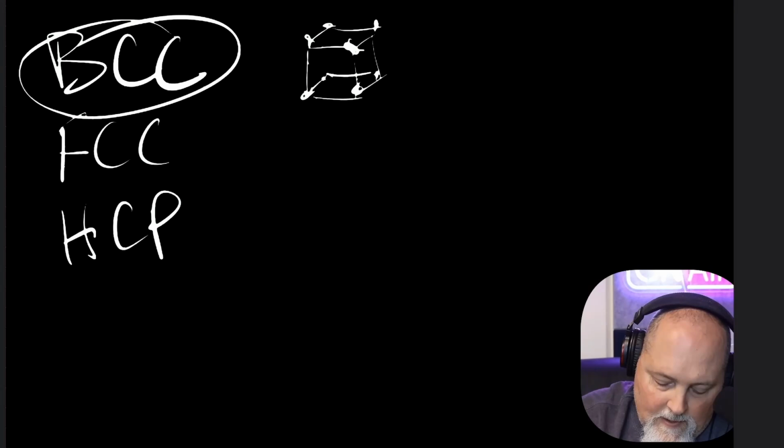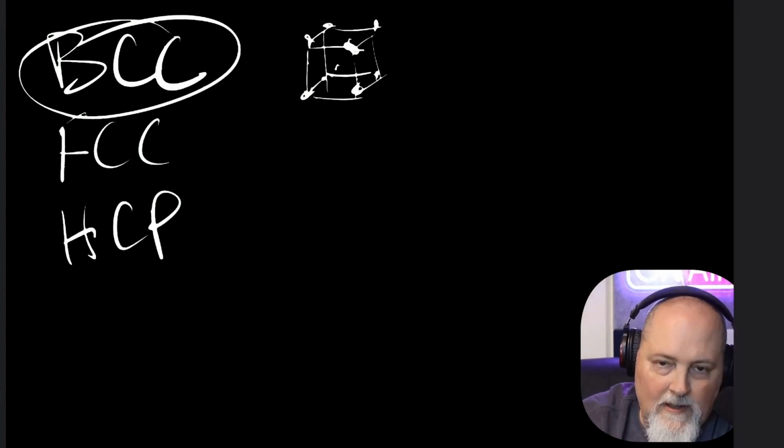So BCC, starting with this one, has atoms at the cube corners. So we got the cube corners, and you'll see the better pictures in your materials. So refer to the pictures on the slides. And one in the center. So if I have a whole cube, right, and then one in the center, this is the crystalline structure for the BCC. Now it's not on the face; it's in the center of the cube.